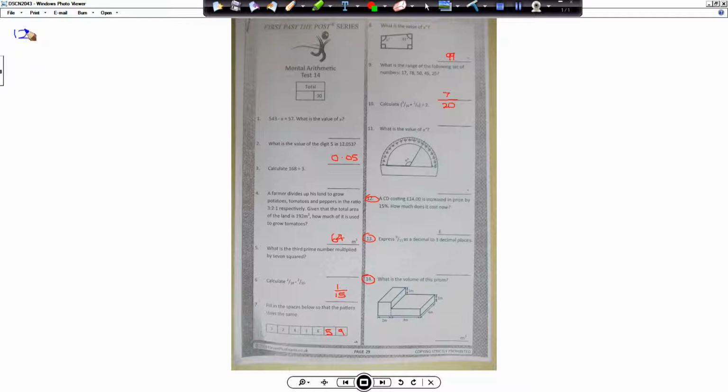So number 12. Okay, number 12. A CD costing £14 is increased in price by 15%. How much does it cost now? You guys should be killing these questions. These questions are too simple for you guys. We've done percentage increases. So we have £14 and we need to increase it by 15%.